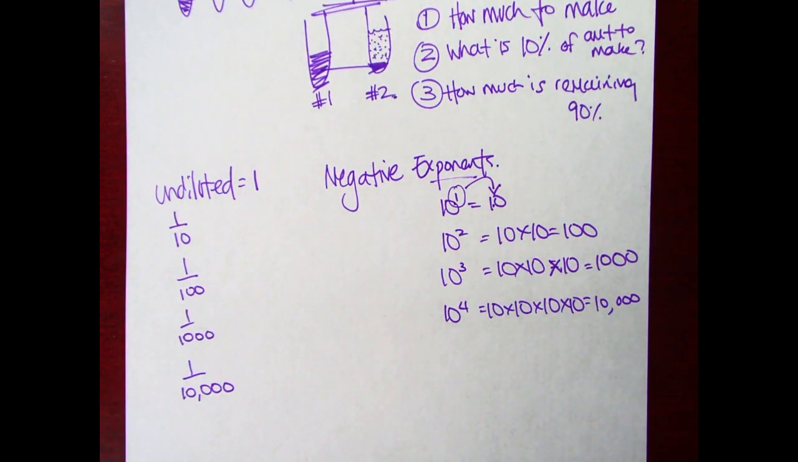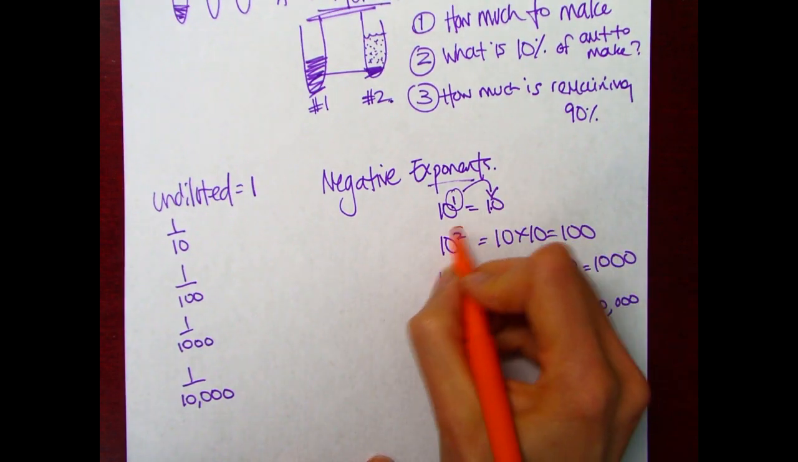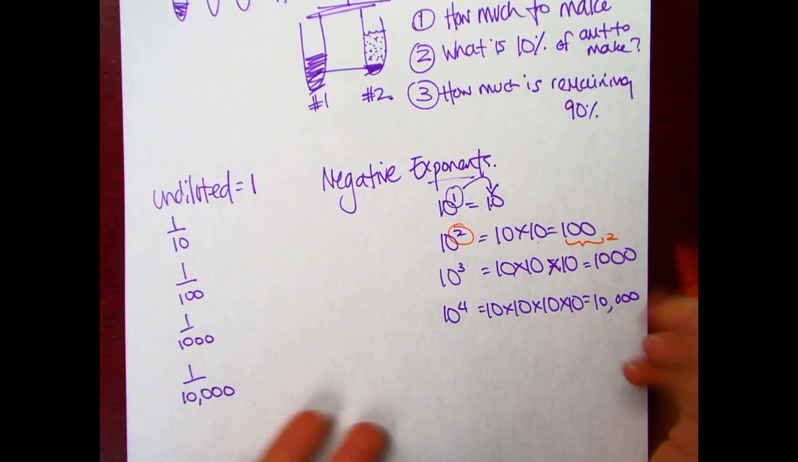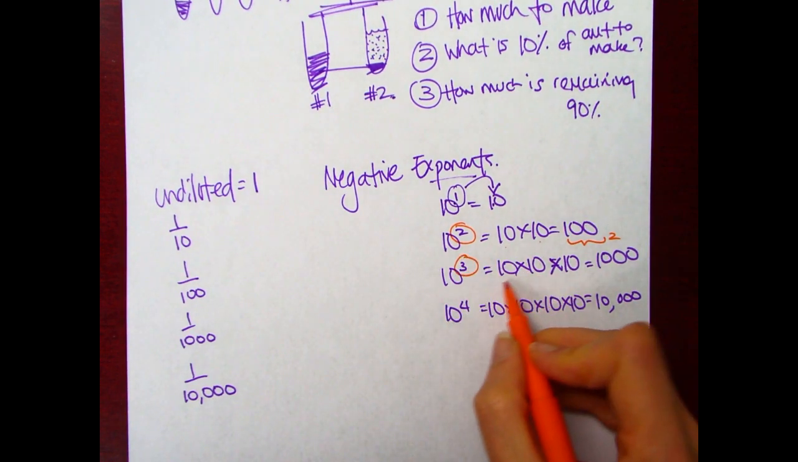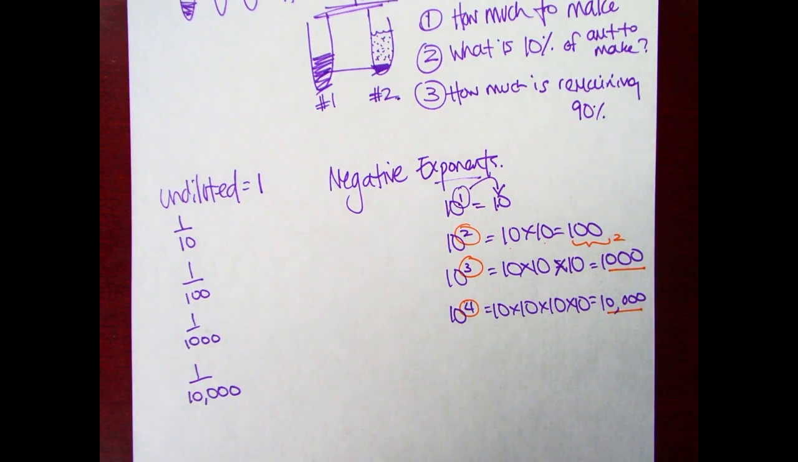10 to the 2 is 2 tens multiplied together, which gives us 2 zeros. 10 to the 3, 3 tens multiplied together, 3 zeros. 10 to the 4, 4 tens multiplied together, 4 zeros. So that's exponents for the number 10. They're pretty straightforward. We are having a slight wrinkle in that we don't really want 10,000 times as much. We want 10,000 times less. So this is when we use the negative exponent.